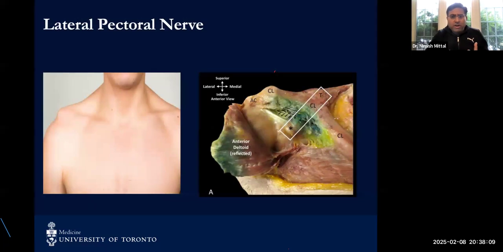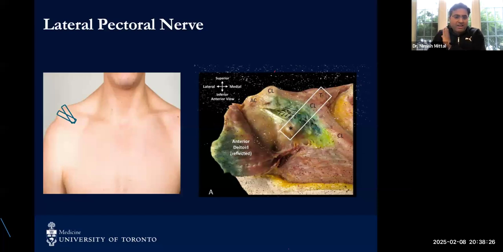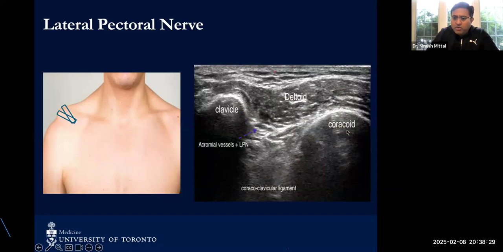For lateral pectoral nerve, the way of scanning is we first put our probe where you see the ultrasound image of the coracoid and the acromion. And from here, you pivot your probe while keeping the medial border on the coracoid, but instead of the acromion, you start pivoting and you come to the clavicle. And this is the end image that you find: the coracoid and the clavicle. This is the clavipectoral fascia. On top would be deltoid. And here, somewhere in this middle plane, you'll see the acromial vessels. And by the side of the acromial vessels would be where the lateral pectoral nerve lies.